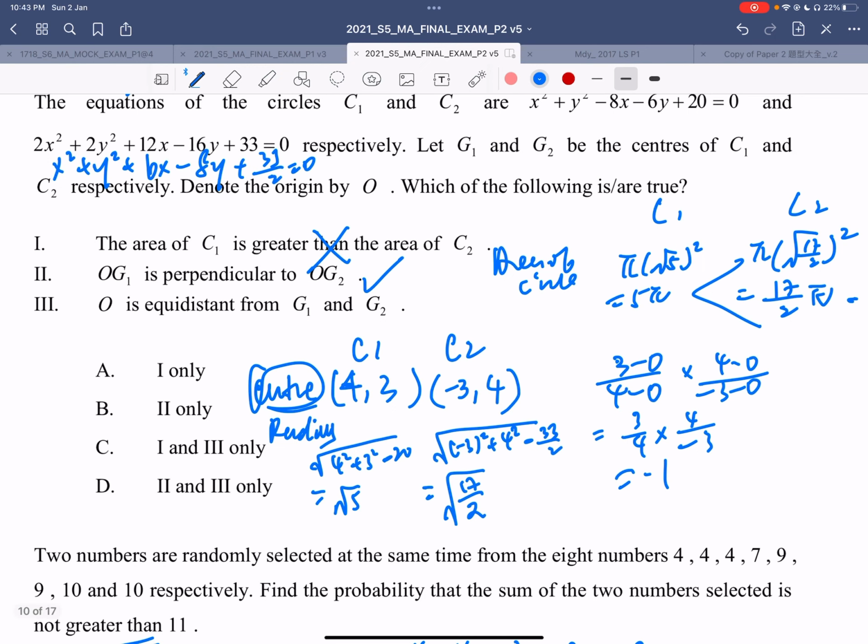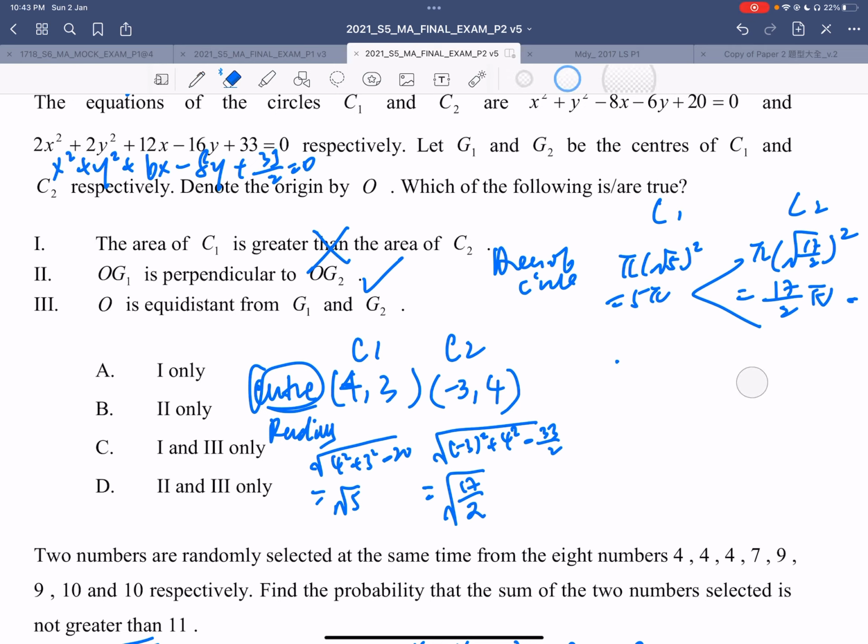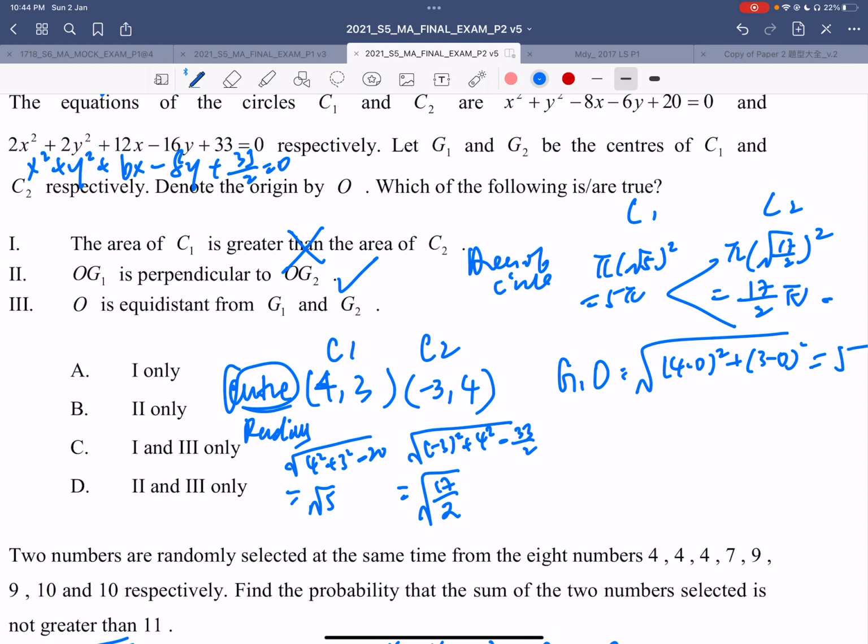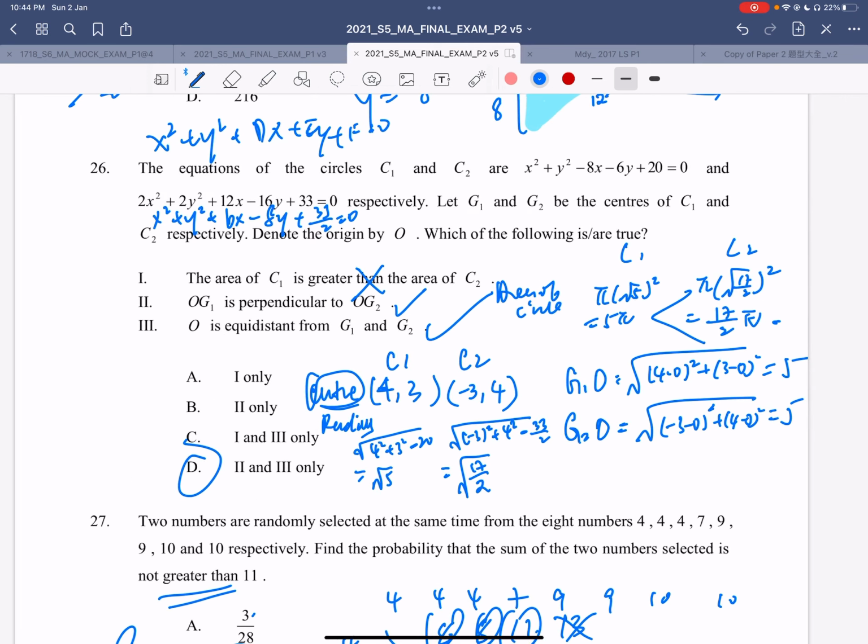For part 3, O is equidistant from O1 and O2. What is the distance between O1 and O? It should be equal to root of 4 minus 0 squared plus 3 minus 0 squared, which will be equal to 5. Then what about O2O? This distance will be root of negative 3 minus 0 squared plus 4 minus 0 squared, which will also be equal to 5. So they are equidistant. So the answer for question 26 will be D.